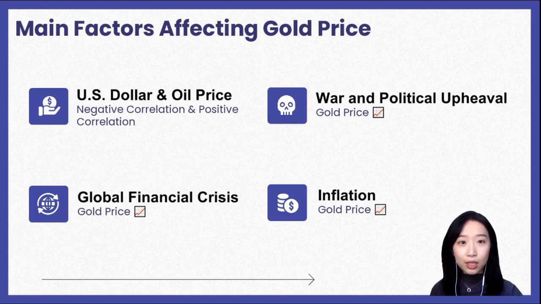The rising price of oil means that inflation will follow. As a store of value under inflation, the price of gold will also rise. And during war and political upheaval, world financial crisis, and inflation periods, all of them have the same situation. People target gold and an increased demand will lead to an increased price.